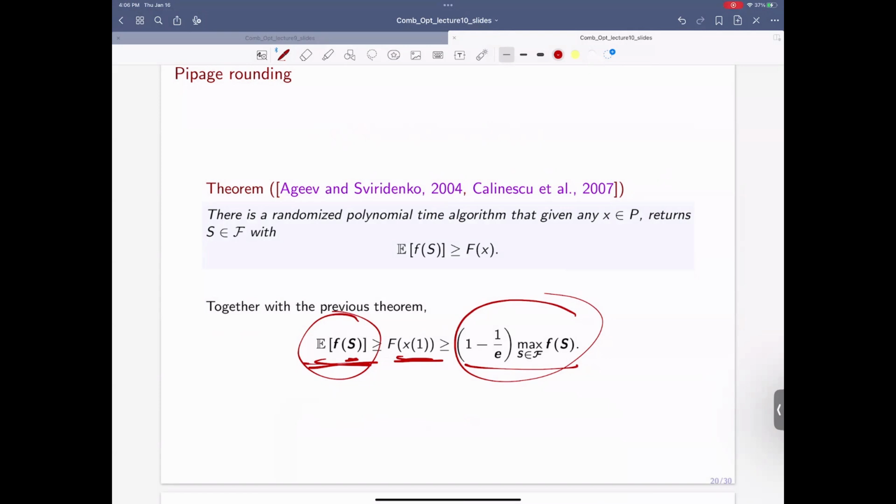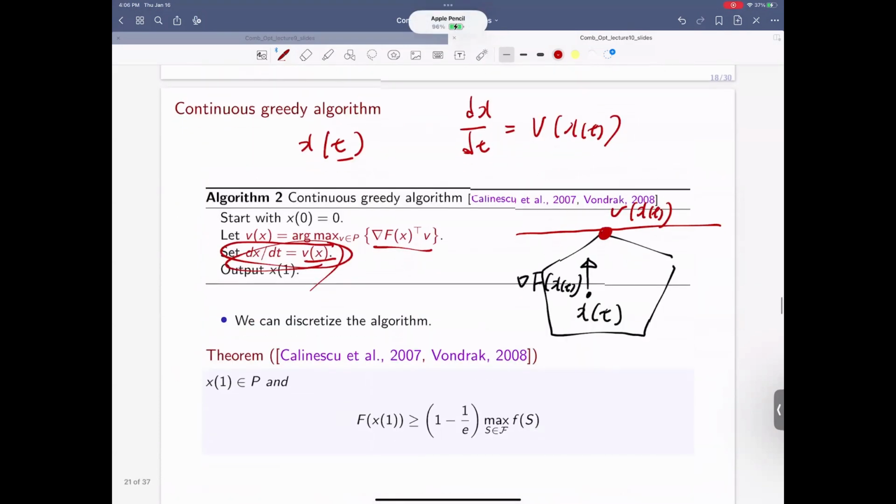Any question? Yeah. No, V is a direction that corresponds to X. So X is my solution here. And I compute the direction of movement by the Frank-Wolfe type argument. And V of X, the direction V is a function of X. That's the notation. But V is a vector.